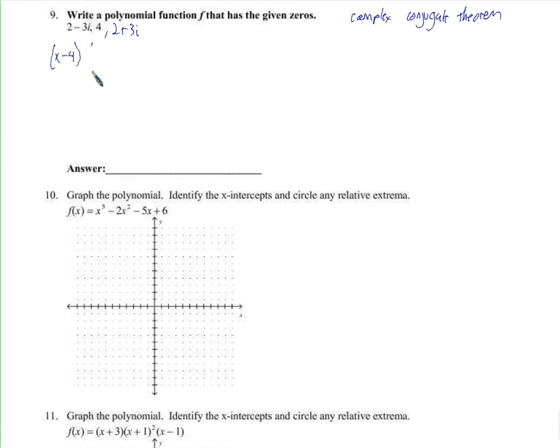Okay, we know that. And remember that anytime I know a 0, I can just throw in x minus the 0, and that makes a factor, just like x minus 4 made a factor. So x minus 2 minus 3i, and another factor would be x minus 2 plus 3i. Let's distribute those negatives. X minus 4, x minus 2 plus 3i, x minus 2 minus 3i.